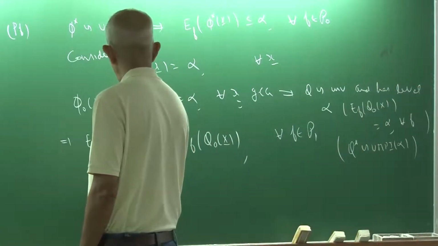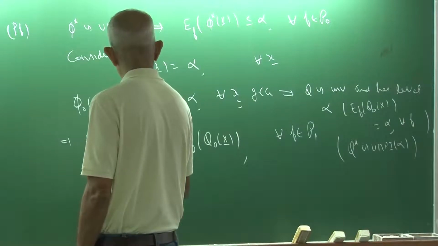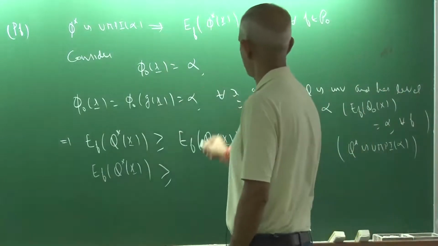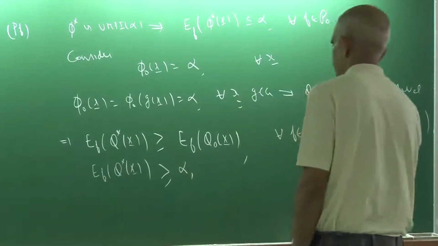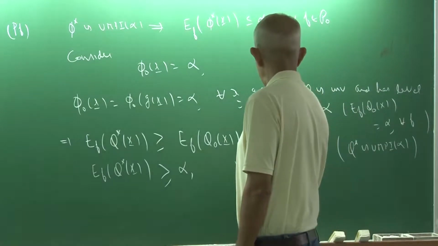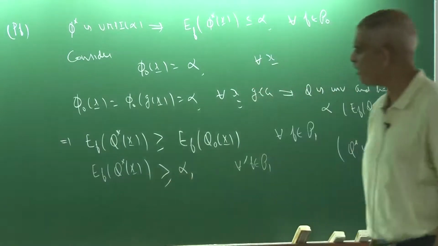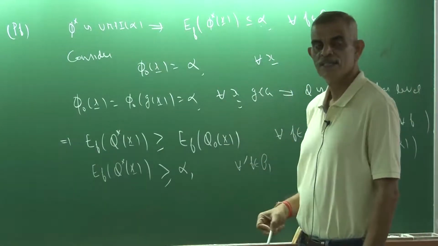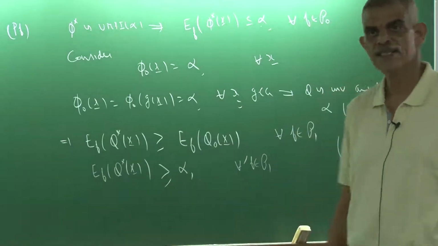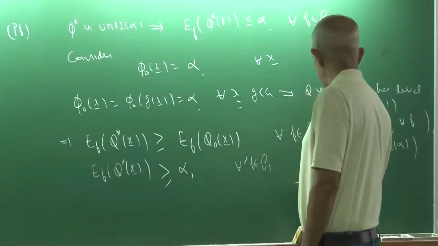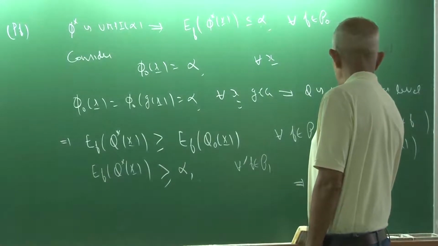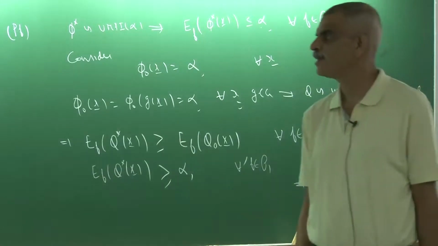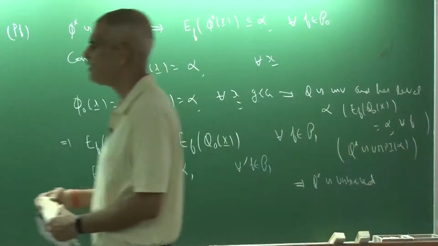So what does that mean? That means EF of phi star x is always greater than or equal to EF of phi naught x, which is always alpha. It does not depend on data. So for every f belonging to P, what do you have? Power of phi star is always greater than or equal to alpha. It is of level alpha. So power is always greater than or equal to size, which implies that phi star is unbiased. So any UMPI alpha test would always be unbiased. Now, the second part is always trivial.